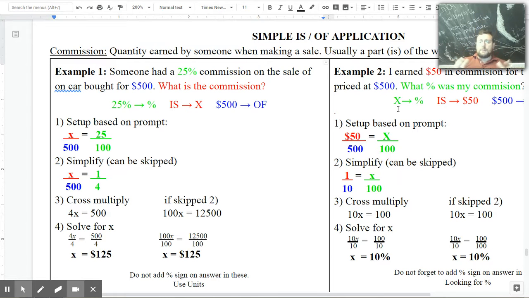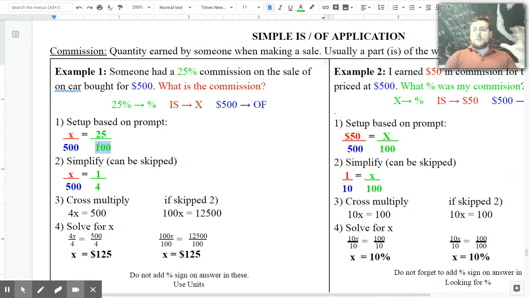So let's just talk about how the typical commission problems are going to work out. Typically, what you're going to see with commission is going to be something like this. Someone has a 25% commission on a sale of a car that was bought for $500. So that is a cheap car, but not a big commission being made today. But anyways, how would you calculate that? Like a normal is-of problem. You got that 25%, right? And you put it on the top right after putting the $100 on the bottom.